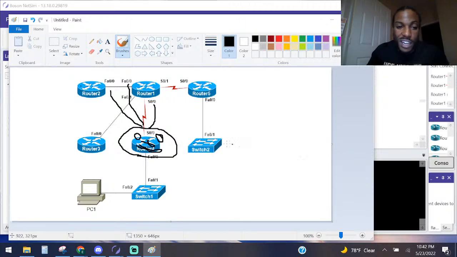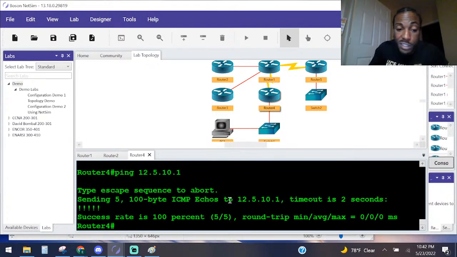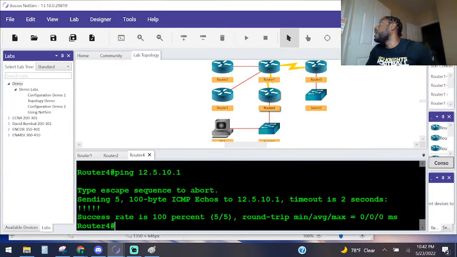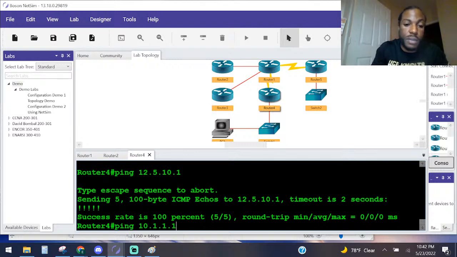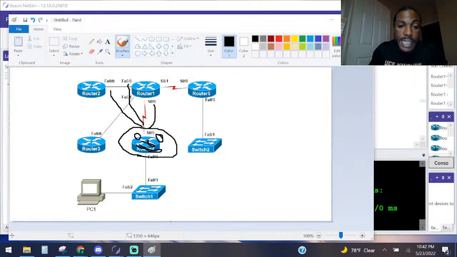All right, so we're going to try to ping those 3 interfaces right there, right? So we go to router 4 and ping, what was it? 12.5.10.1, which is directly connected, so that should work. That worked. And then the next interface, which is that FA0/0 interface, where's that at? 10.1.1.1, right? Yep, so ping 10.1.1.1. We got a reply.